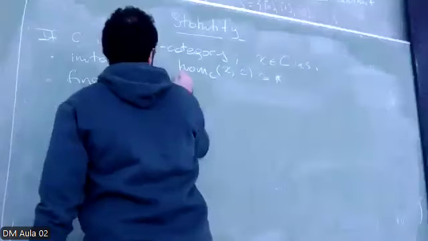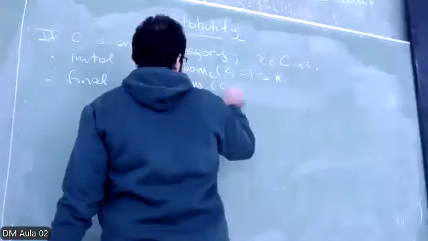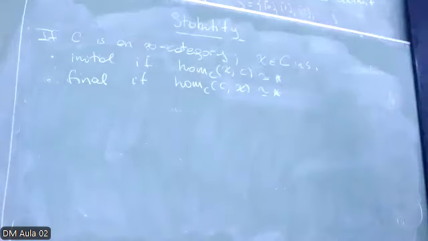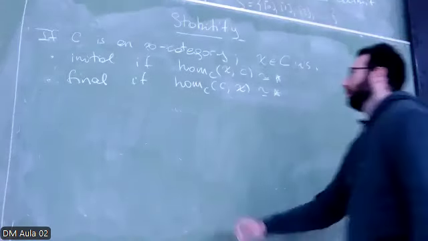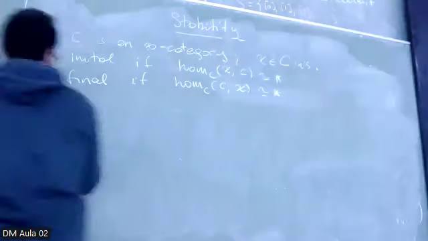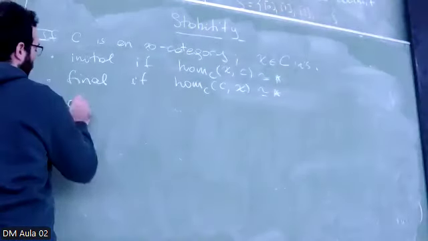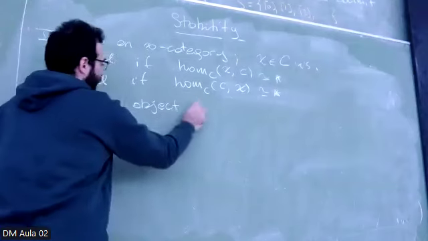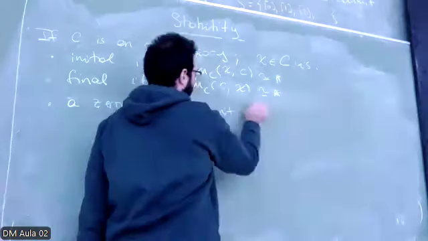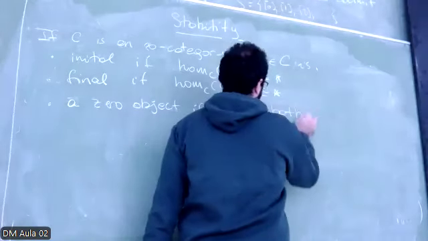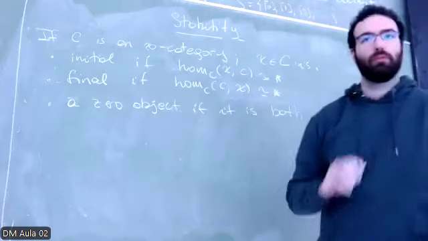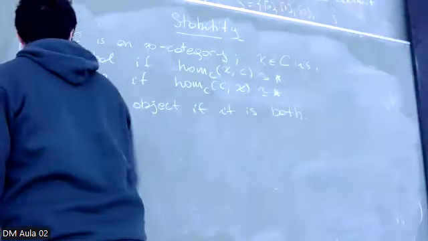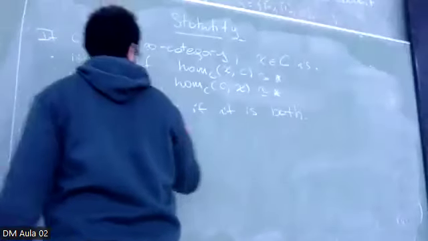Okay, and finality, likewise, you only have essentially one map to x for every object C. And then we say that x is a 0 object if it is both. Okay, so let's just very, very quickly go through some classical examples.